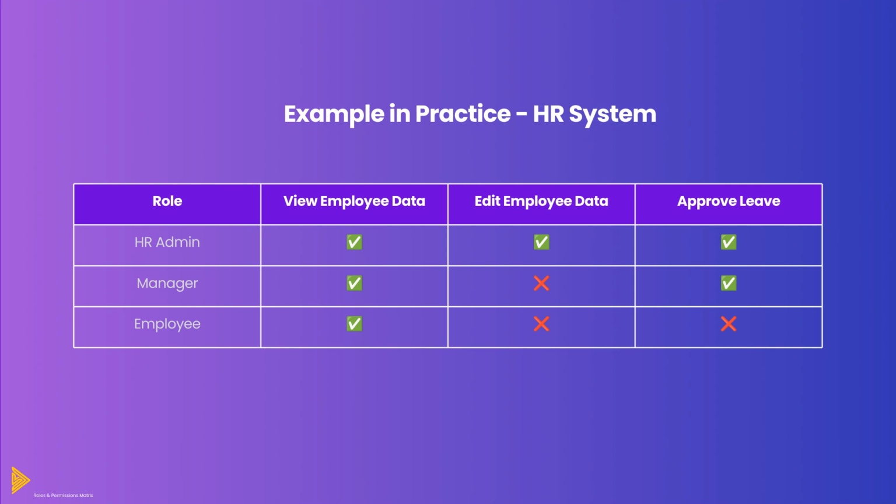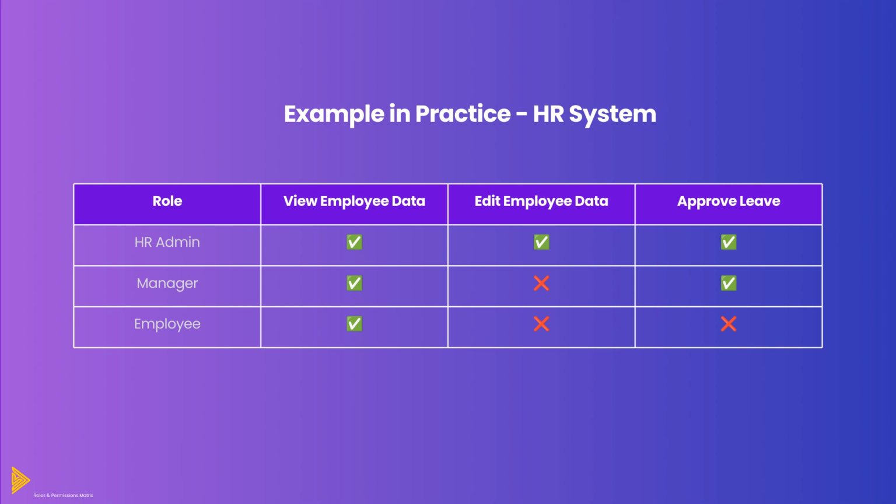Let's take a practical example in an HR system. Imagine your organization has 3 key roles: HR admin, manager, and employee. And the system includes permissions like view employee data, edit employee data, and approve leave. Using a roles and permissions matrix, you can map exactly who can do what. HR admin: view, edit, approve. Manager: view, approve. Employee: view only.